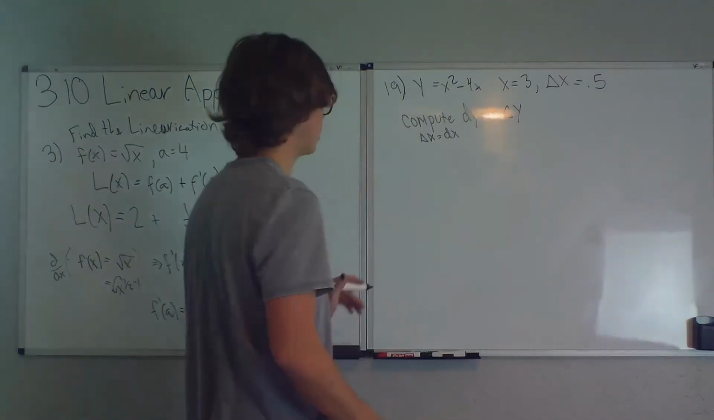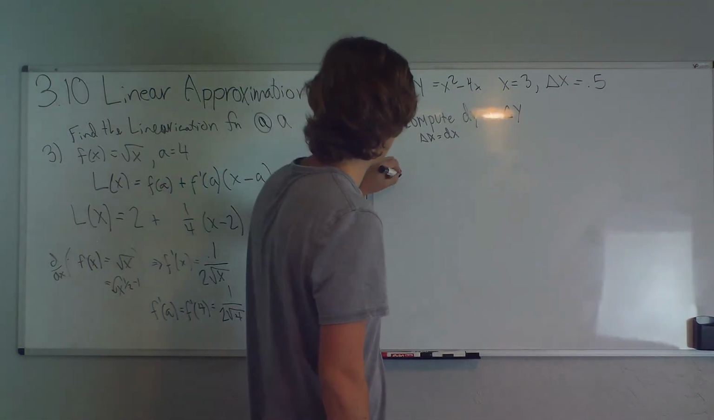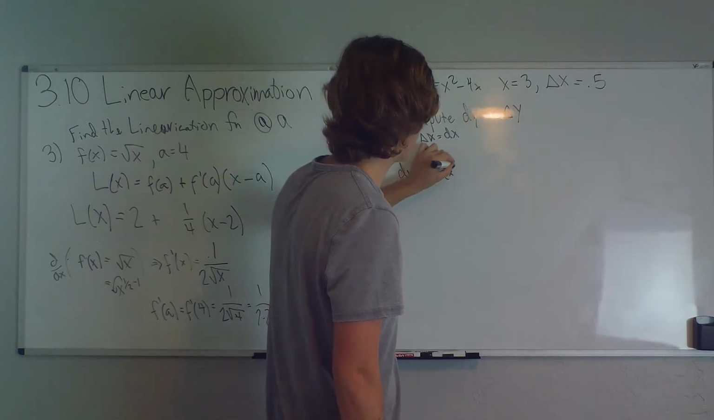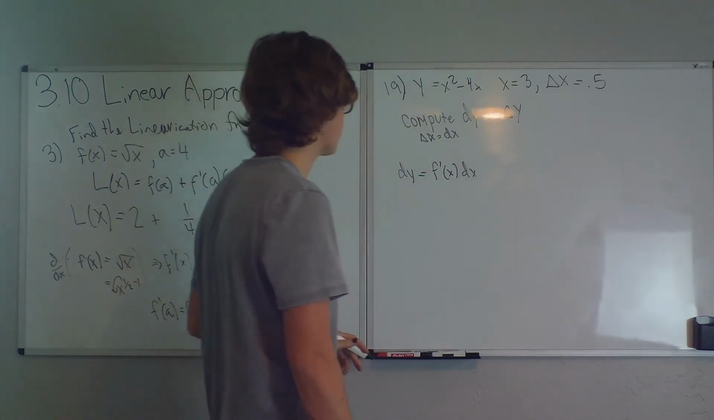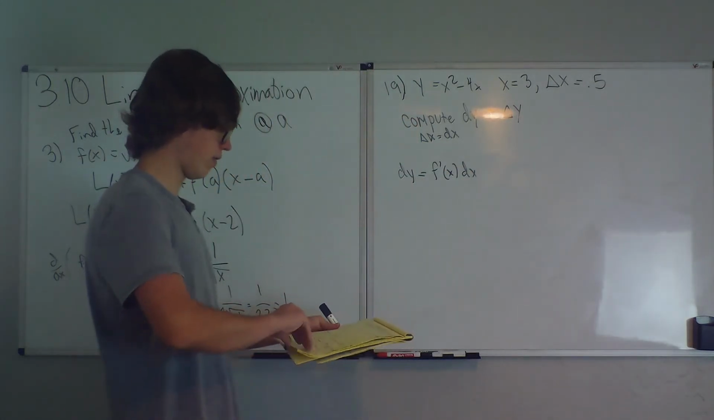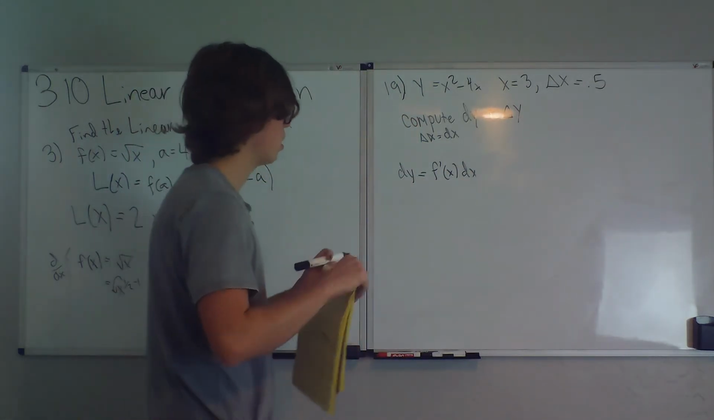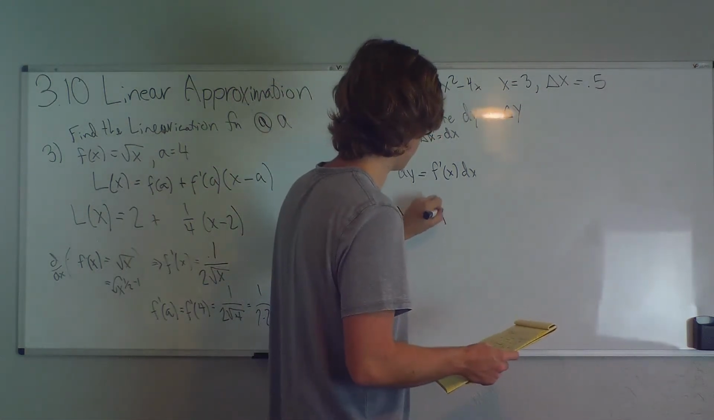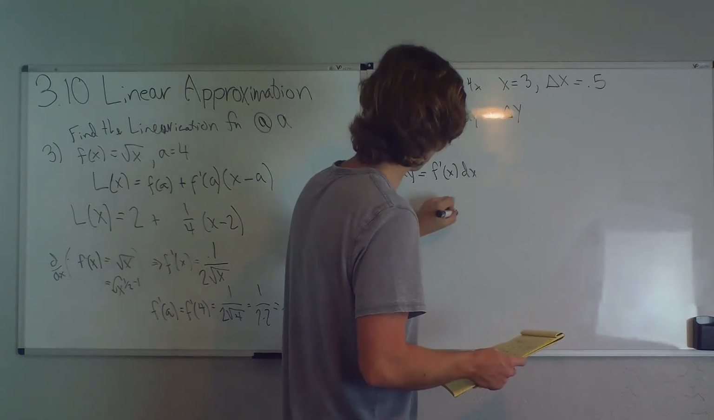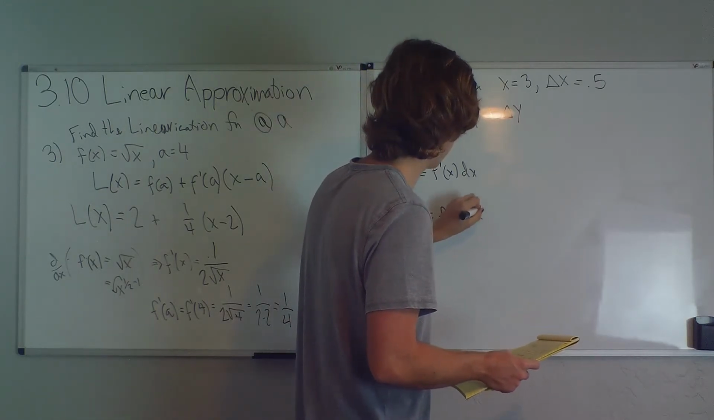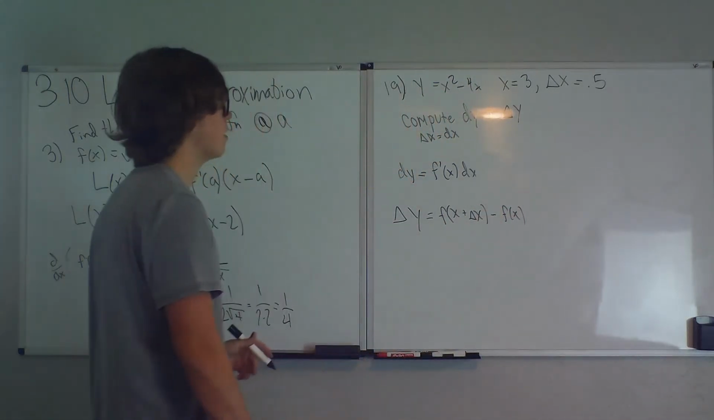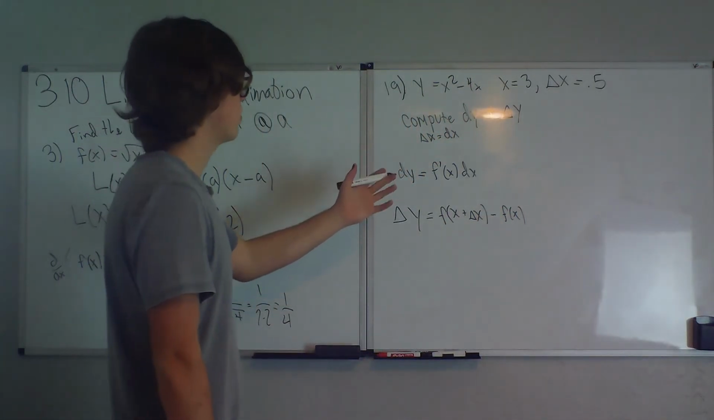From right before that transition, I said dy is equal to f prime of x dx, right? And then we also have that our change in y is equal to f of x plus change of x minus f of x. Okay, that's not too bad. So we just have to solve for these.